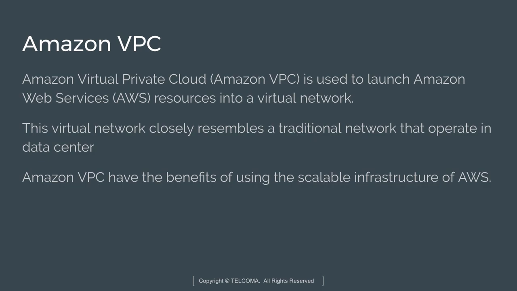Other than this, we can select the IP address range as we discussed. We can create our own subnets in this. We can configure route tables. We can configure network gateways and security settings. So this is a highly secure network, and Amazon Virtual Private Cloud has the benefit of using scalable infrastructure on AWS. That means as per our requirement, we can create a network and use that network.